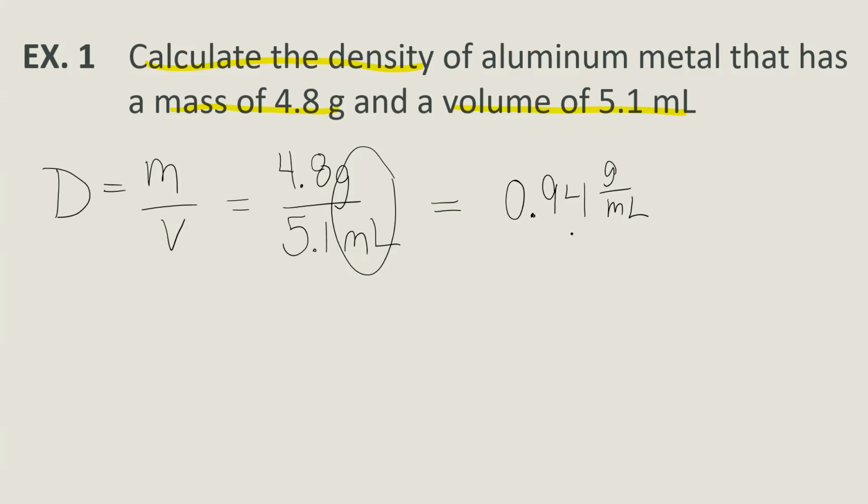I would like you to round to 2 decimals if possible. I don't need the rest of the decimals, but I also don't want you to over round. So don't just say 0.9. So that's the most basic example. Mass and volume given to you, plug them in, chug out your answer.